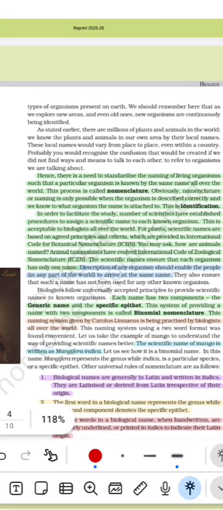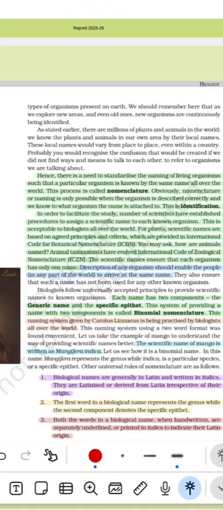Biologists follow the universally accepted principle of providing scientific names to known species. Each name has two components: the generic name and the specific epithet. The system of providing a name with two components is called binomial nomenclature. This naming system was given by Carolus Linnaeus and is being practiced by biologists all over the world. This two-word format was found convenient.